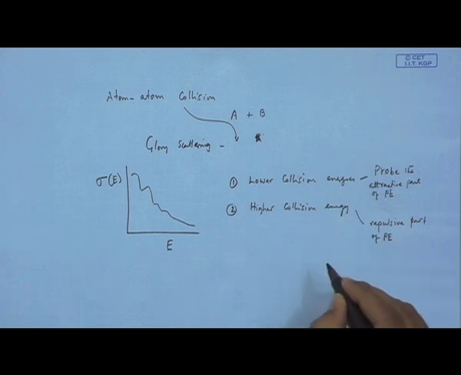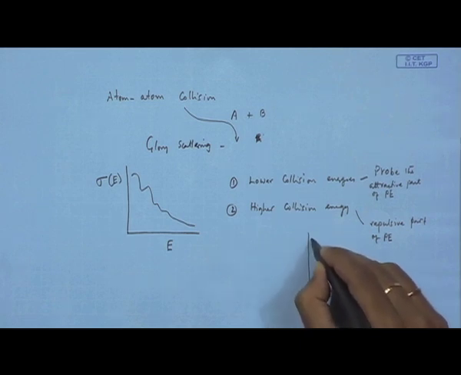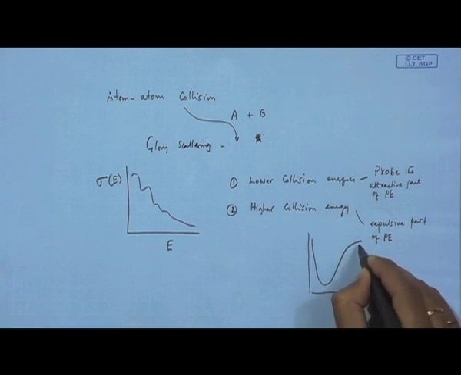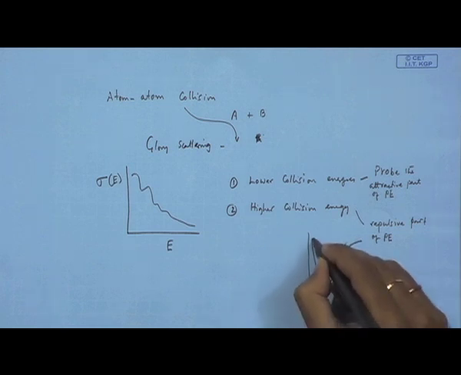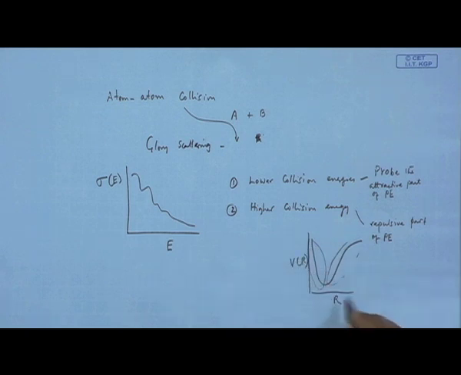So, that means, see, this is your attractive part and this is the repulsive part, that is energy is increasing, V(r) as a function of r.